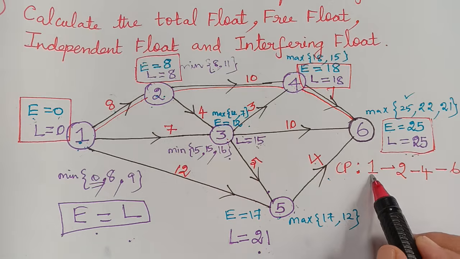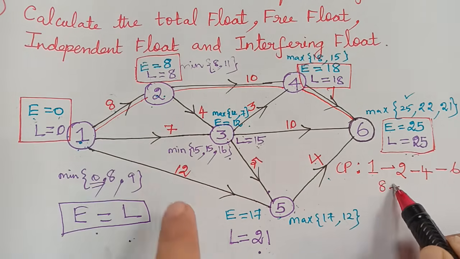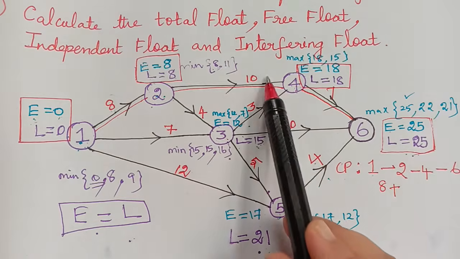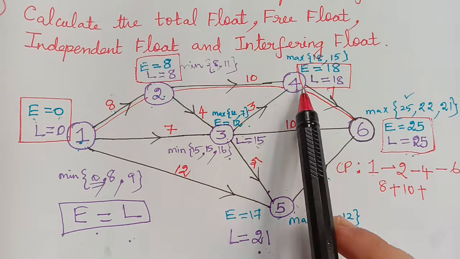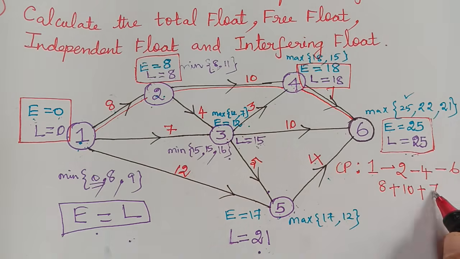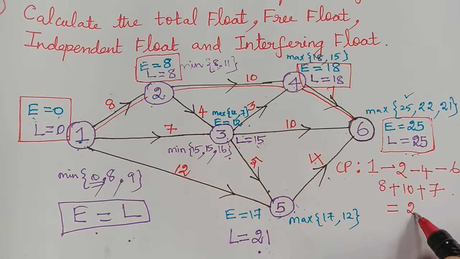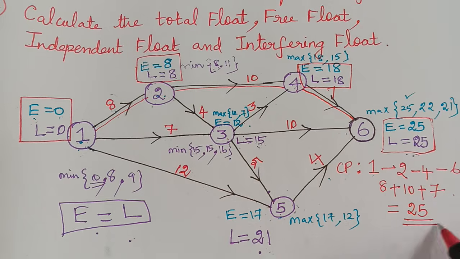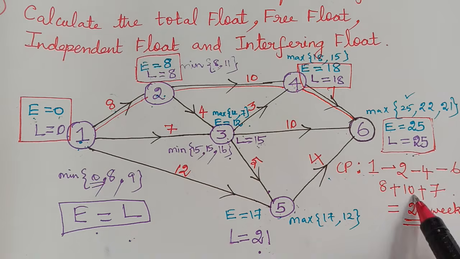And the duration to cover the activity 1 to 2 is 8, plus from 2 to 4 the duration is 10 weeks. So 10 plus for the activity 4 to 6 the duration taken is 7, so plus 7. So if we add all these three, we get 25, and so the duration to complete the project is 25 weeks. So this is the critical path, and this is the duration taken to complete the project.